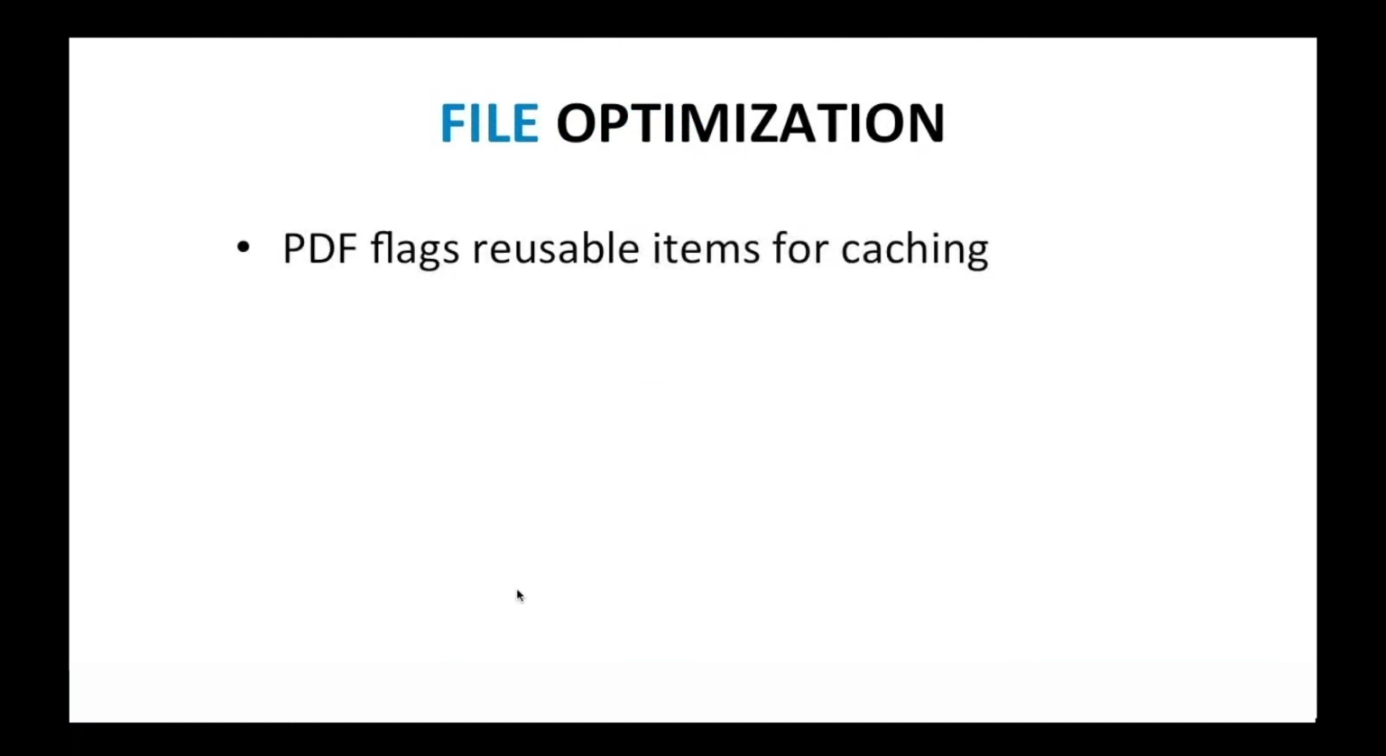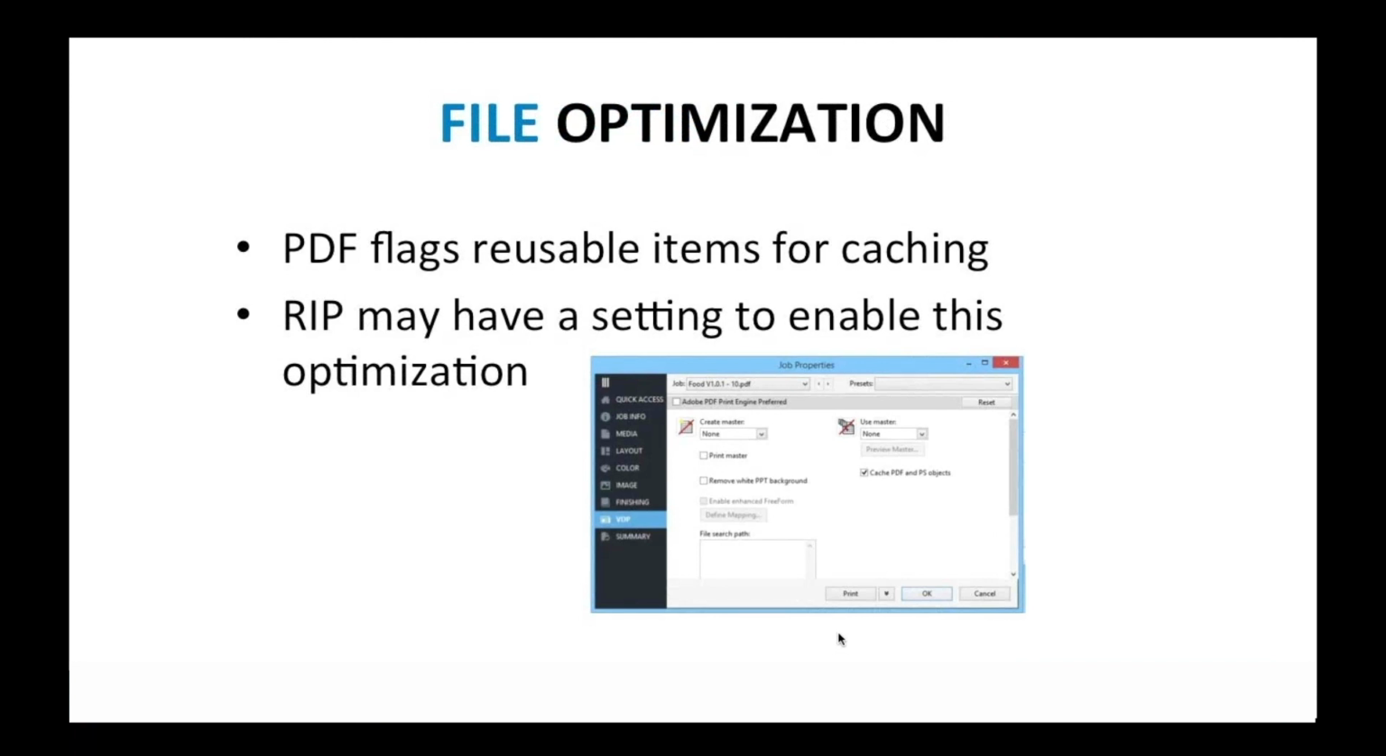So I did talk a little bit about the file optimization while it was building. PDF flags the reusable items for caching. And this is the setting that I was talking about. This is a Fiery RIP. The setting that you would use is under the VDP tab, and it's this little checkbox that says cache PDF and PS objects. So this utilizes that optimization, and it allows the RIP to actually process much, much faster.